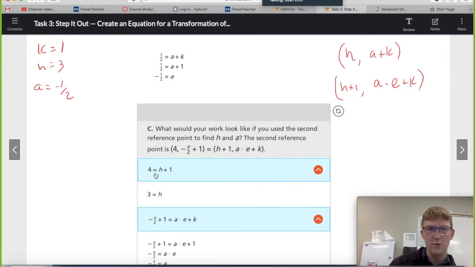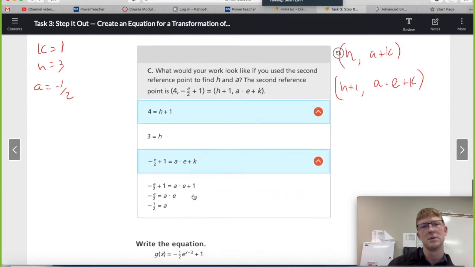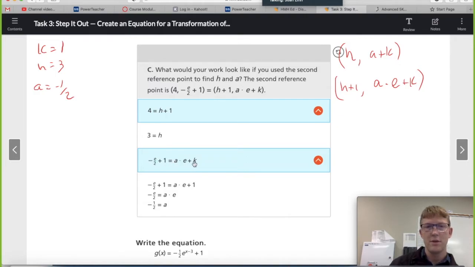So you would start with 4 equals h plus 1, minus 1 from both sides, you get 3 equals h. That's what we got. You'd start with all this stuff, and then we would do some algebra, and we would get a equals negative 1/2. So your e's would eventually cancel out.